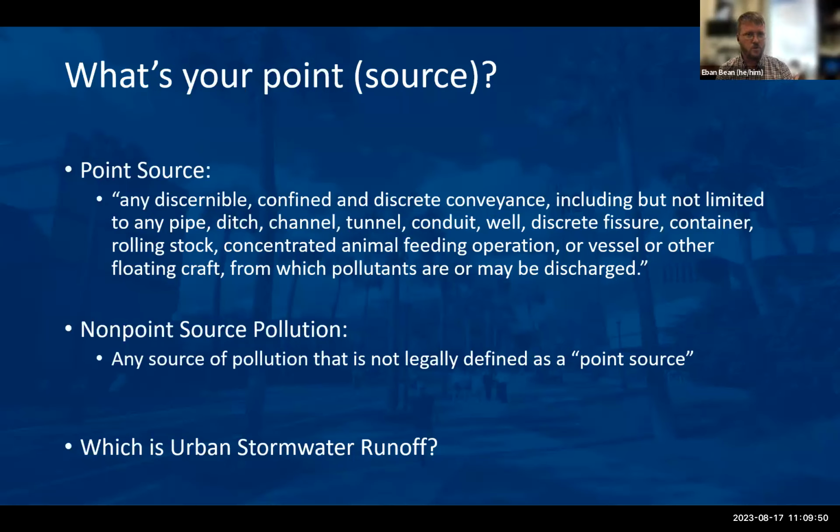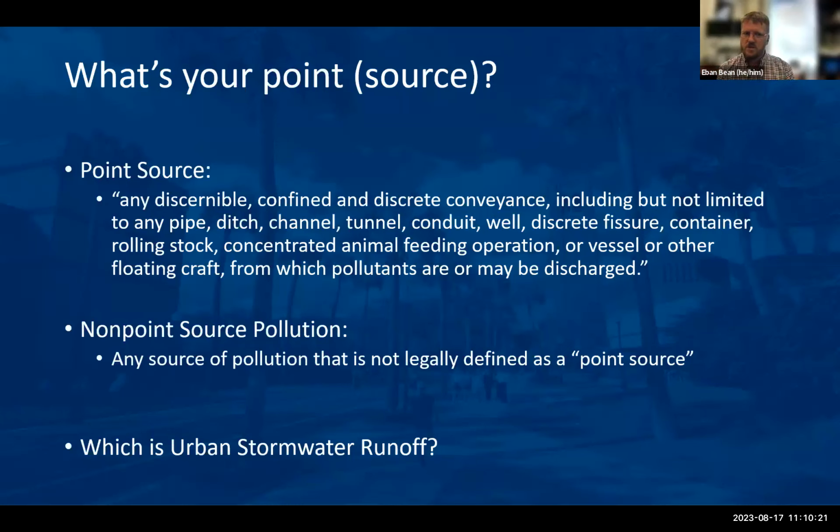And so with a point source, this was basically any pollution that was discharged through a single point. This meant it had to have an outlet or a defined location. And so you can see some of these features that might define a point source. Anything that's a confined or discrete conveyance might be a pipe, ditch, channel, anything that conveys water, right?